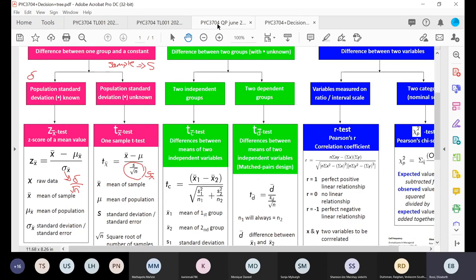So for example, if the two groups are independent, then you will take the difference between mean one and mean two when you calculate, divided by the standard error. The standard error will be the standard deviation, oh, not the standard deviation, the variance from group one divided by the sample size of group one, plus the variance of group two divided by the sample size of group two. That is if the two groups are independent.